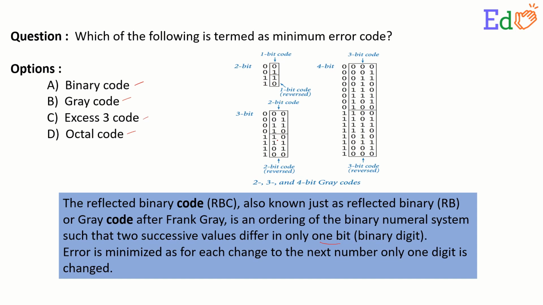So even in 3-bit it is the same, and 4-bit it's also the same case. It is almost reflected at a midpoint, so it is also known as reflectory binary code. And the correct answer to the question is option B, gray code.